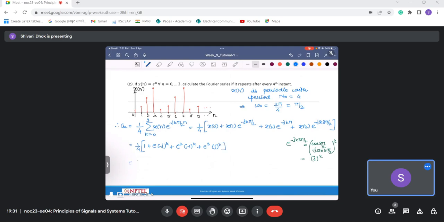So what we are having is 1 by 4 inside the bracket: 1 plus minus j to the power k into e, plus minus 1 to the power k into e square, plus j power k into e cube. Now if I go ahead and find the DC coefficient, then C0 is equal to 1 by 4 inside the bracket 1 plus e plus e square plus e cube. So this is basically my DC coefficient. And this is the Fourier series for the given signal.